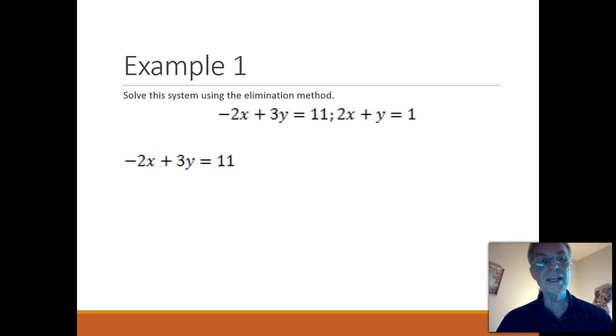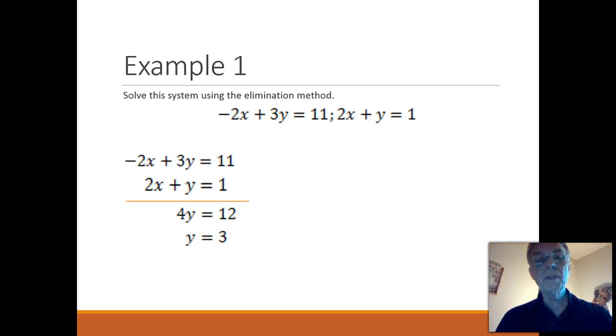So the first equation is negative 2x plus 3y equals 11. Second equation is 2x plus y equals 1. We just add them straight down the columns, and that will give us 4y equals 12. Since the negative 2x and positive 2x add together to give us 0, it just disappeared out of the system, or was eliminated. We solve 4y equals 12 by dividing both sides by 4, which gives us y equals 3. So there's part of our solution.